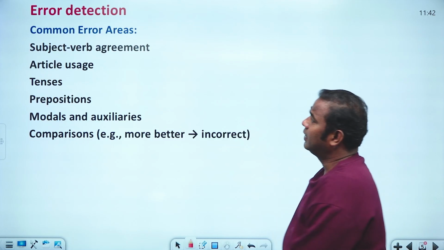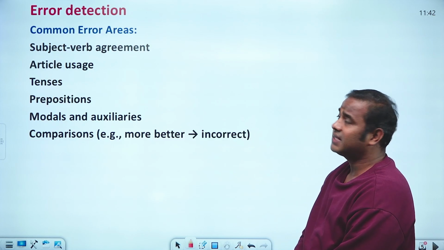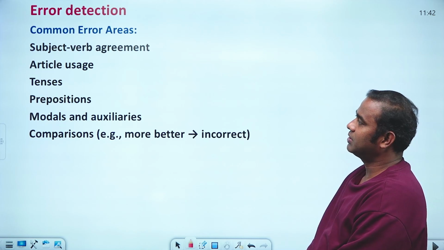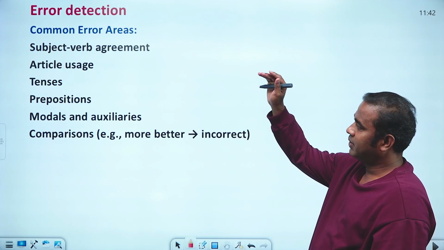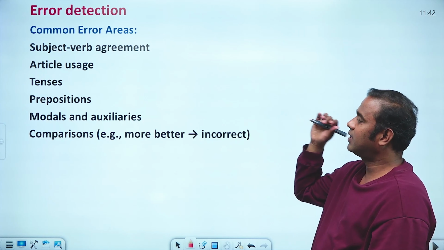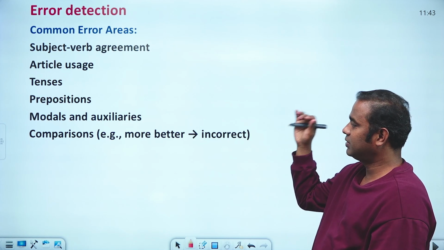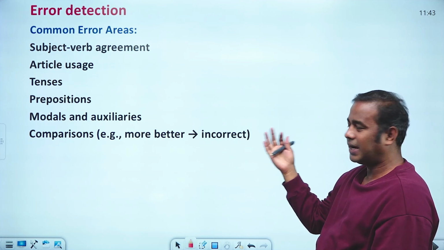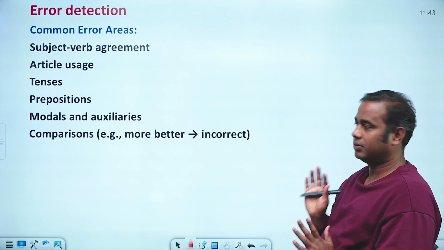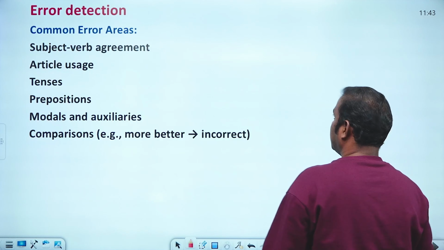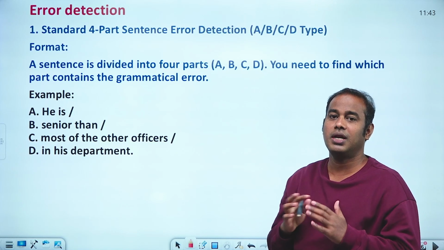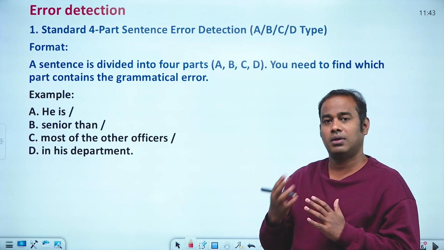Then the common areas. If this is an error detection model question, the common errors you can generally see are subject-verb agreement, article usage, tenses, prepositions, modals and auxiliaries, and adjective comparisons. This is the general area you have to focus on for preparation. Now, keeping this in mind, let us look at some model question papers which generally appear in the examination.